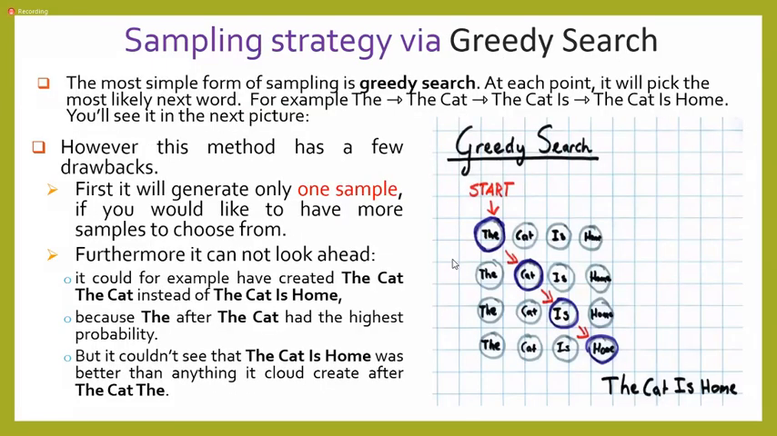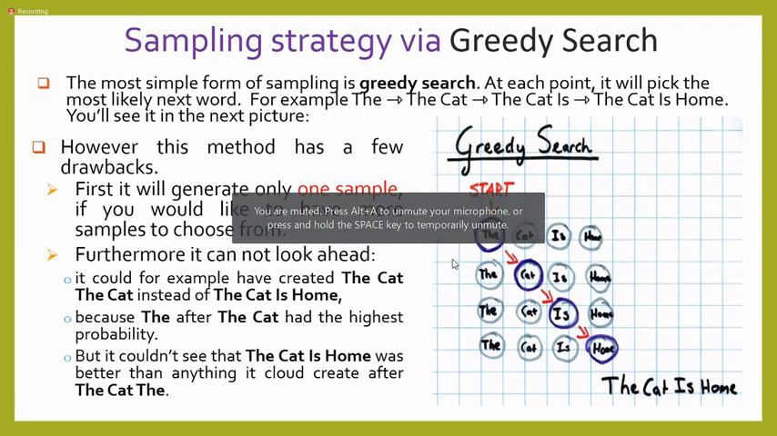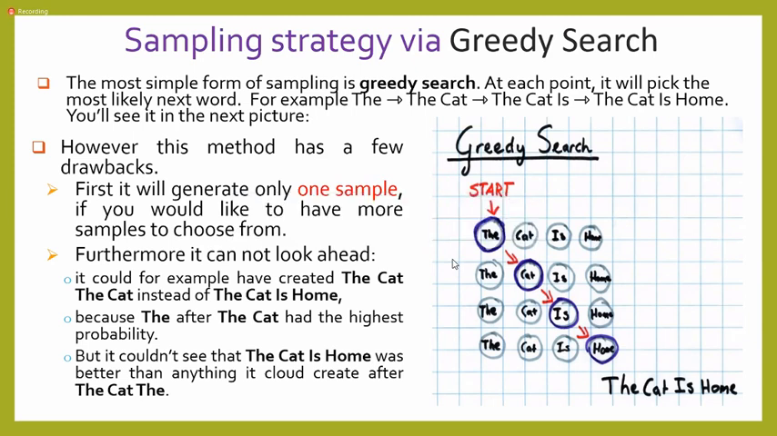So it can be greedy search. You can see the simplest one, the most common method used in the past. So you have "the", and then the next one is searching for the highest probability, maybe "cat", then maybe the highest probability after that is "is", then you have "home". So it's the most commonly used greedy search method. The simplest form of sampling is greedy search. At each point it will pick the most likely next word based on the probability. For example, "the cat is home".